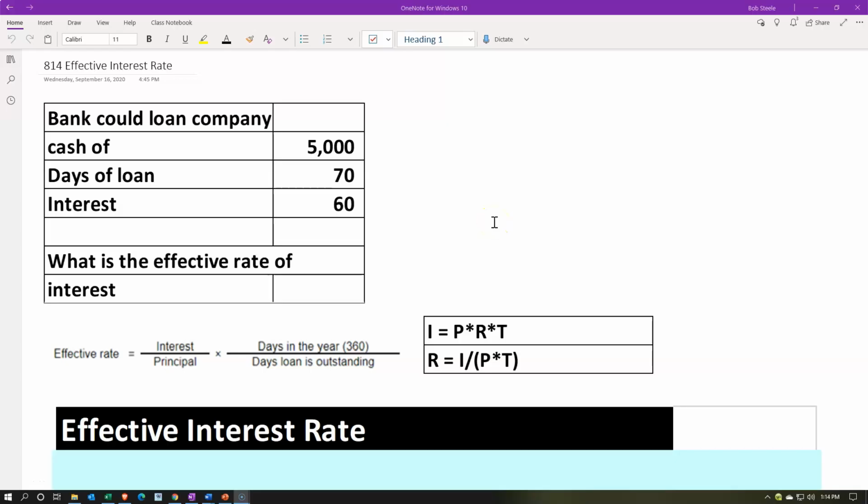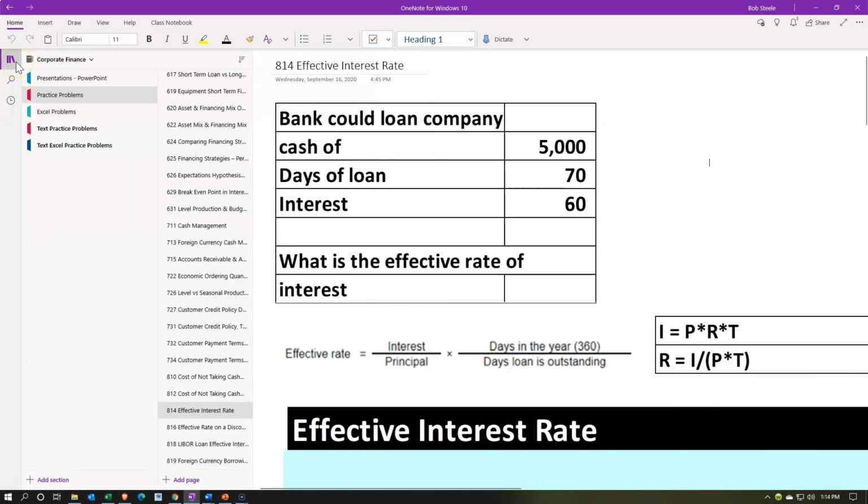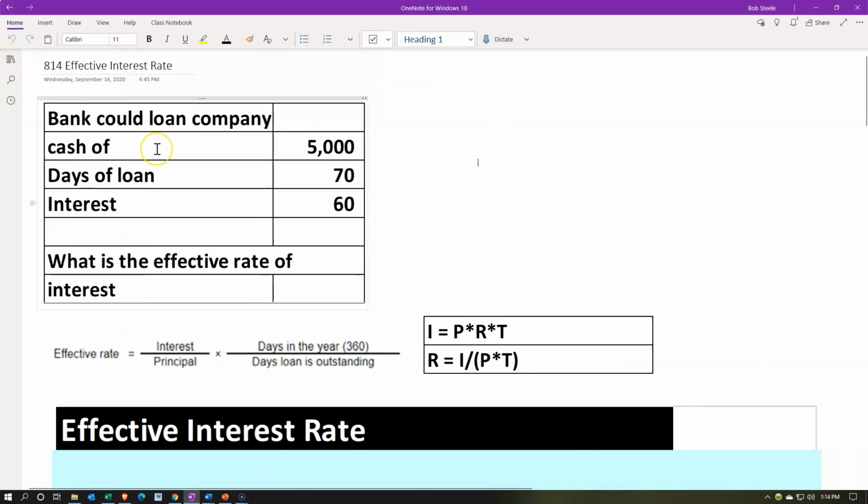Here we are in OneNote. If you'd like to follow along in OneNote, you're not required to do so, but if you have access to it and would like to, we are in the 814 Effective Interest Rate tab in the Practice Problems section. Closing this back out, we're going to have our information up top. We'll use that information to work through the practice problems on down below. We're going to be calculating the effective interest rate.